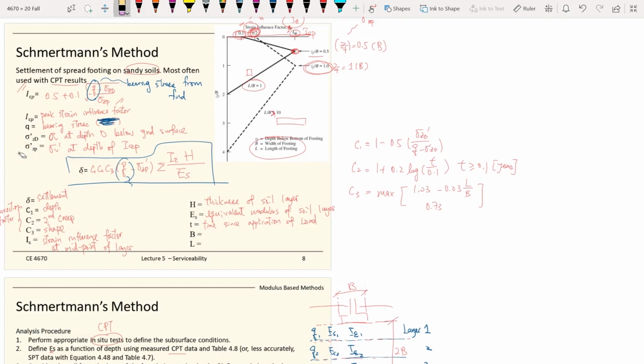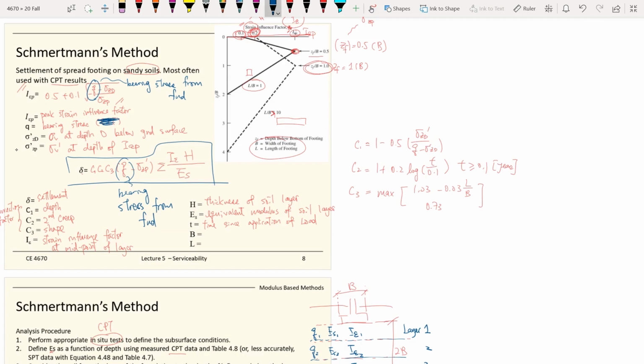Okay, a quick clarification on this slide. The Q that we mentioned before, for the Schmertmann method, both of them are the bearing stress from the foundations. Those are not the resistance from the CPT. So both of them are the bearing stress from the foundations, just like we calculated in the previous lecture, lecture number 4. And we will do an example to explain a little more about that.